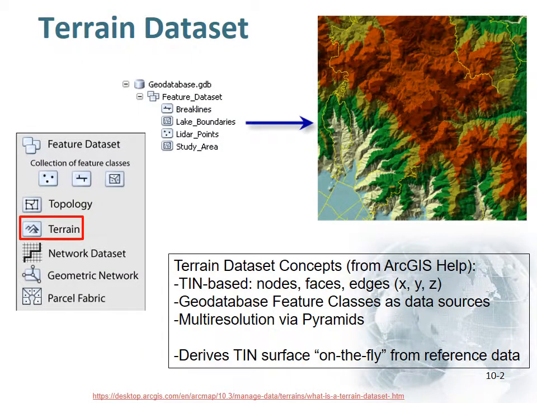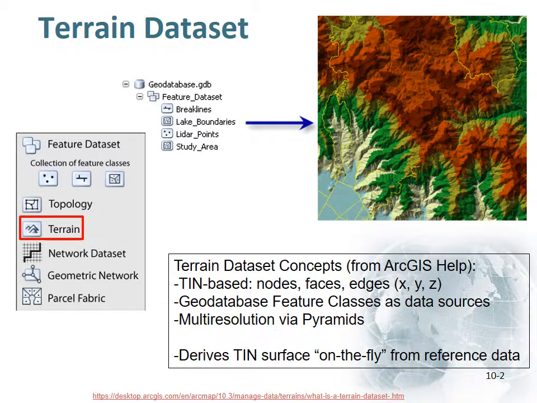So we're going to switch into another specialized data set here, the terrain data set. And these are based on tins. They're stored in geodatabases as feature classes. They operate at multiple resolutions with pyramid layers like rasters do. The tin is derived on the fly from reference data points, from break lines and mass points. So, in this case, LIDAR data and break lines, lake boundaries are creating for us this particular visualization of terrain.